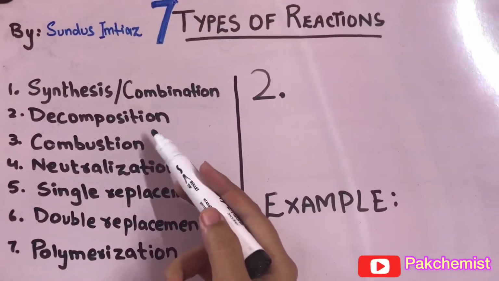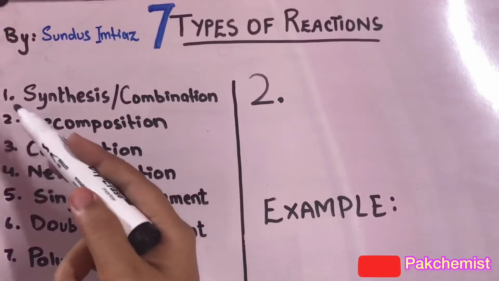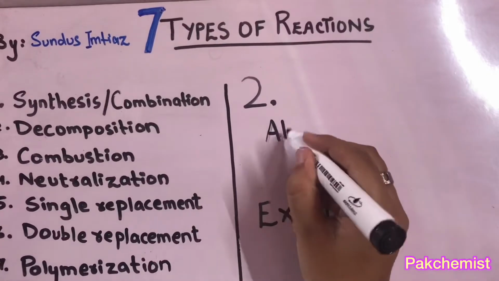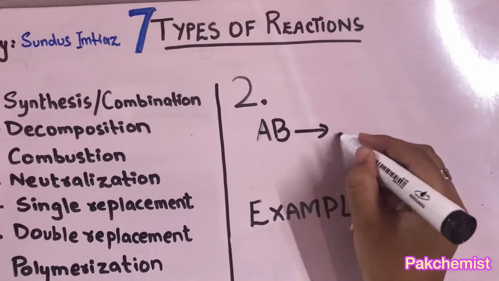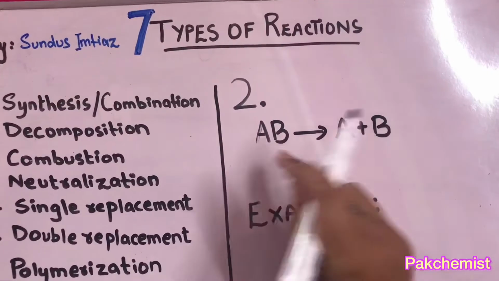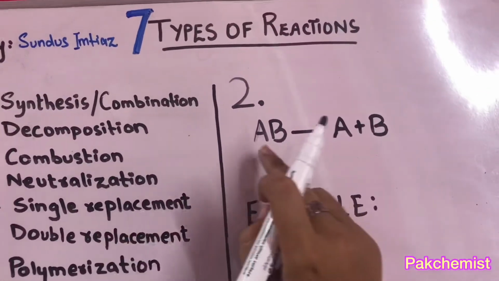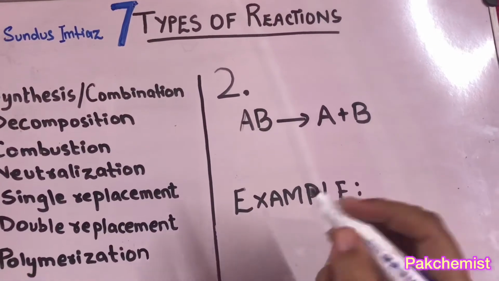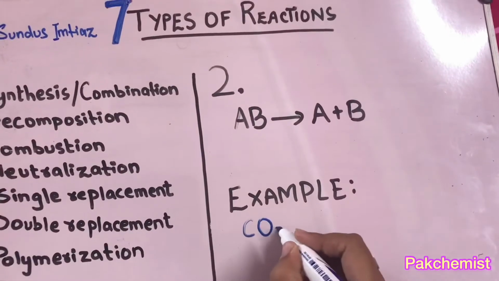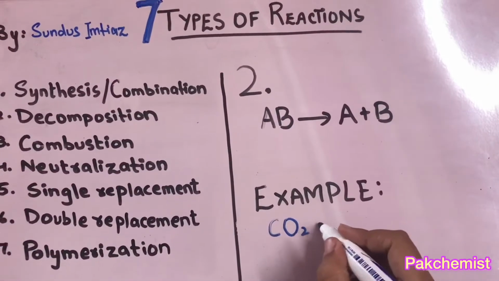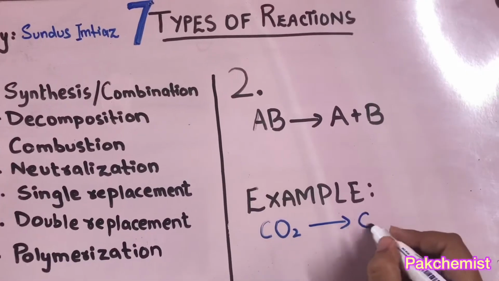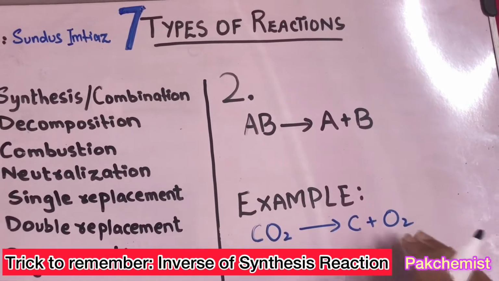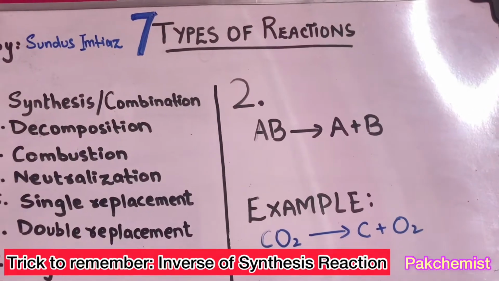Okay students, so the second reaction is a decomposition reaction. The D means to remove something or to break something, right? So for example, we have this product AB. We break this into A plus B. This reaction is called a decomposition reaction because we are breaking the bond between A and B. Now let me give you a very simple example of carbon dioxide. In a carbon dioxide molecule or compound, we break this into carbon and oxygen, right? So after the breakage, this reaction is called a decomposition reaction.